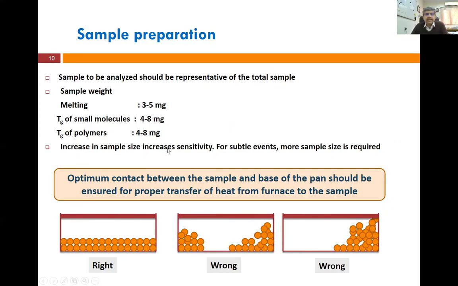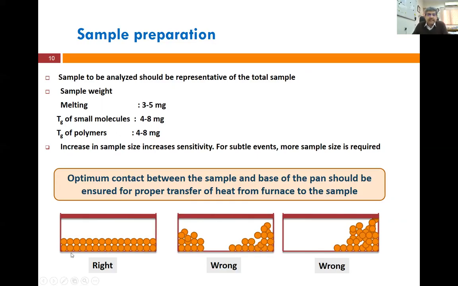Increasing the sample size will increase the sensitivity. For subtle events like the glass transition temperature, more sample is required because the heat change involved at the glass transition temperature can be low, and to capture it, you may require a higher sample size. An optimum contact between sample and base of the pan that is used in the DSC should be ensured for proper transfer of heat from the furnace to the sample.